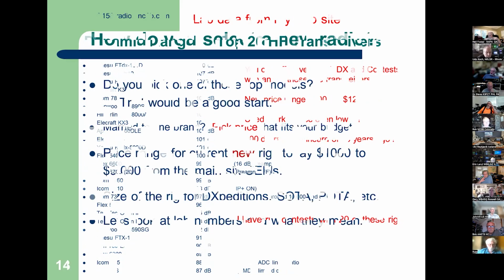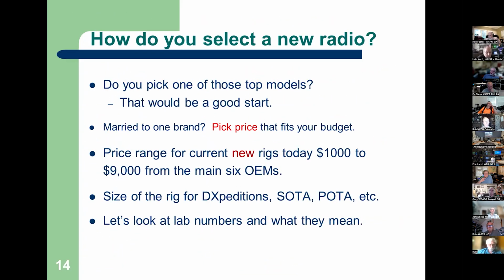So how do you select a new radio? Well, why not pick one of the top 26? You can't go wrong there. That's a good start. And if you're married to one brand, that's what you've had forever, fine. Pick the price that fits your budget. Today, the price range for a new rig is $1,000, maybe even 900, to, well, actually, this Flex that has the 500 watt amp built in is $9,600. So that's quite a range.